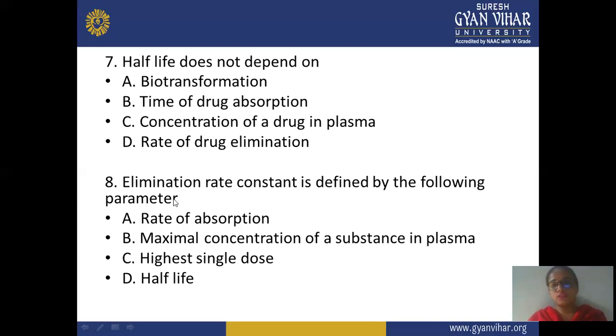And in the eighth question, elimination rate constant is defined by the following parameter. In this, option A is rate of absorption, B is maximum concentration of a substance in plasma, C is the highest single dose, and D is half-life. In this, you should know what the elimination rate constant is, how it varies from drug to drug, and how it affects a particular drug. Among these four options, out of rate constant, maximum concentration of substance in plasma, highest single dose given, or half-life, you can select any one correct option.